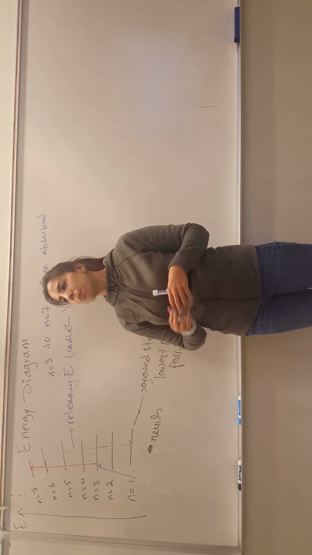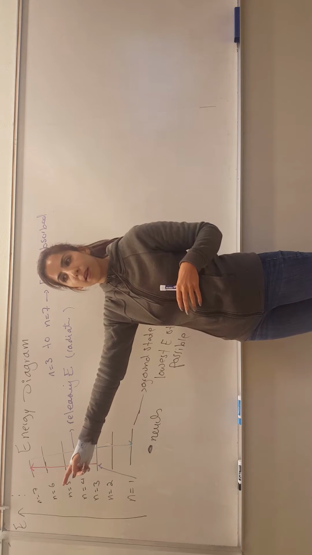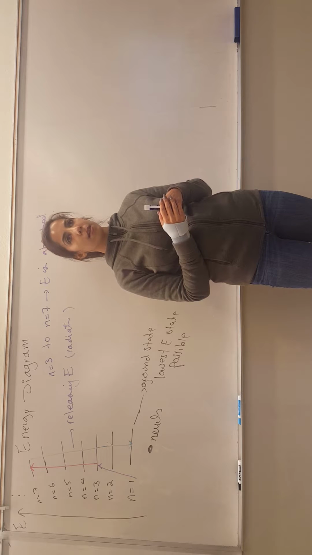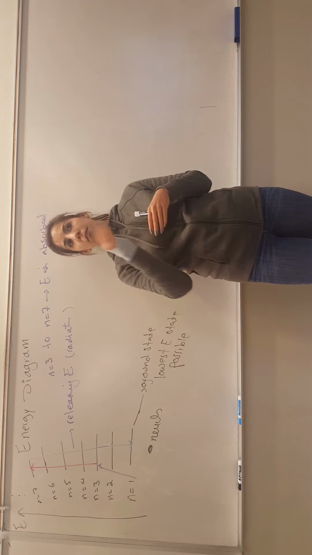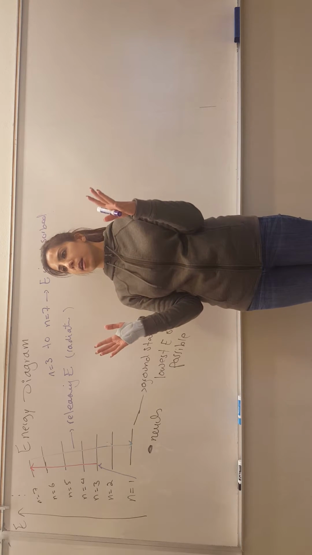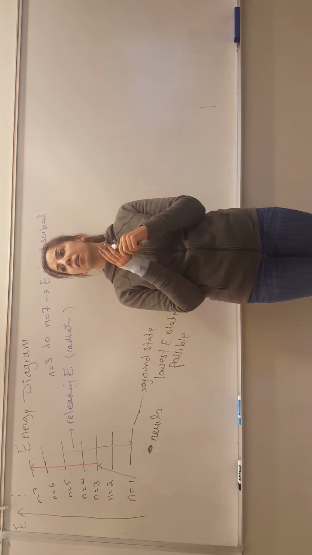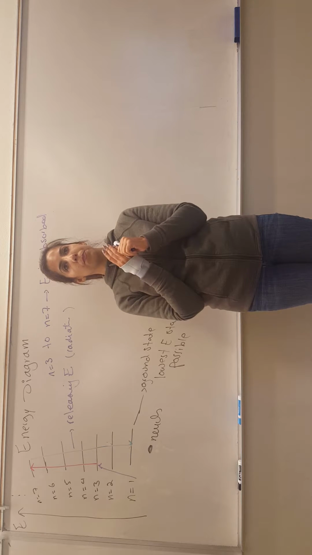Different energy meaning, look at hc over lambda, meaning that each transition has a different wavelength associated with it. Now these wavelengths, if they fall in the UV-Vis spectrum, that's how we see different colors from each transition.